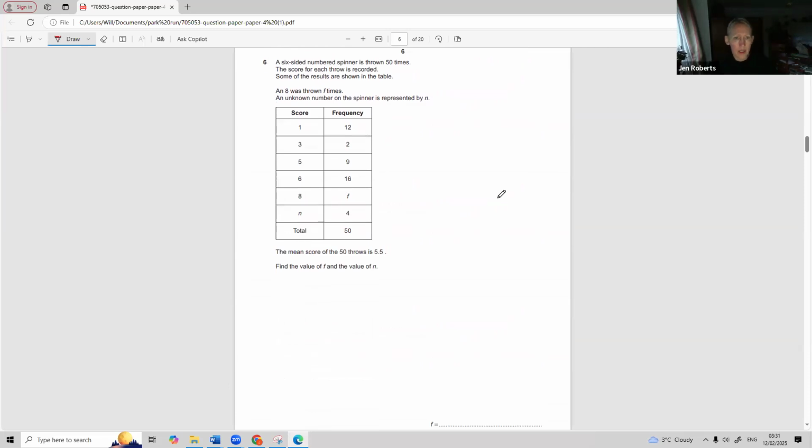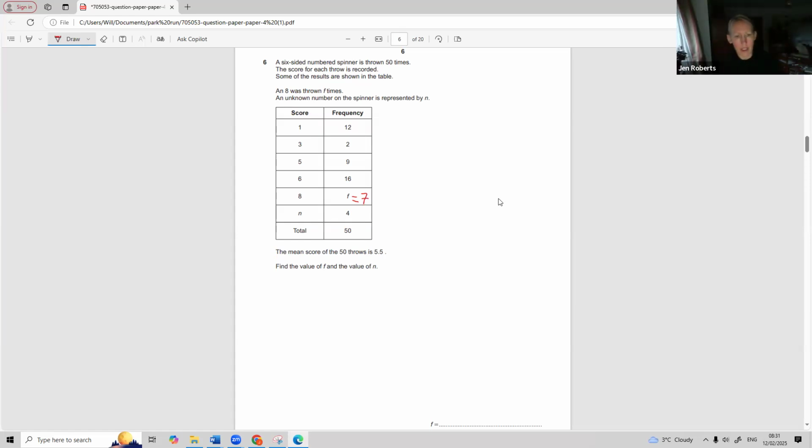We've got a 6-sided numbered spinner that is thrown 50 times, and we've got some scores and frequencies in this table. What's the value of f and what's the value of n from this information? So we know our frequency gives us a total of 50. So we should subtract all of these values off 50, and we get f is 7.